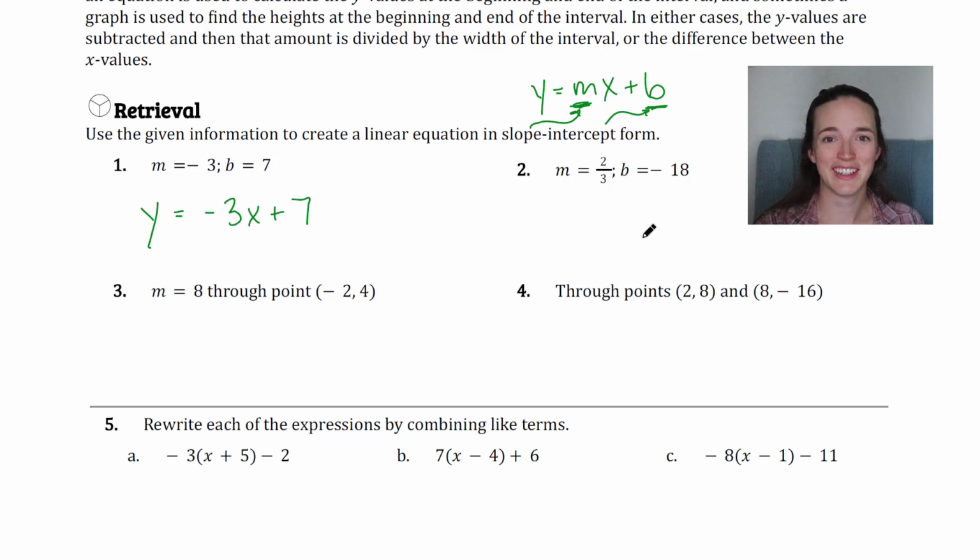Like, that's all. y = 2/3x - 18. Yeah, easiest retrieval problems of the whole course so far, I think.